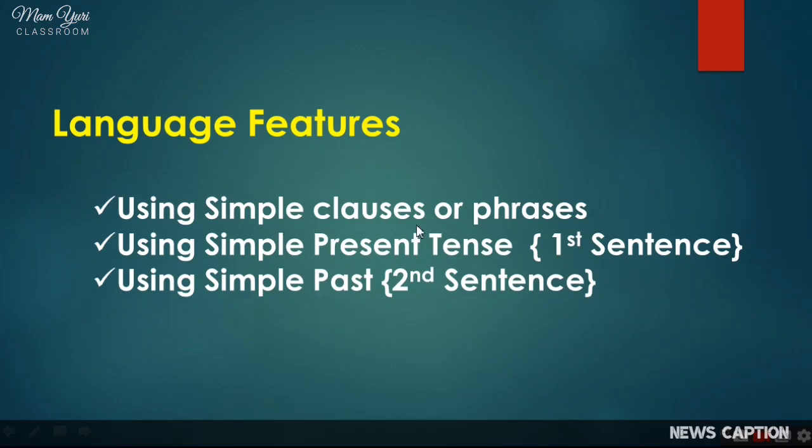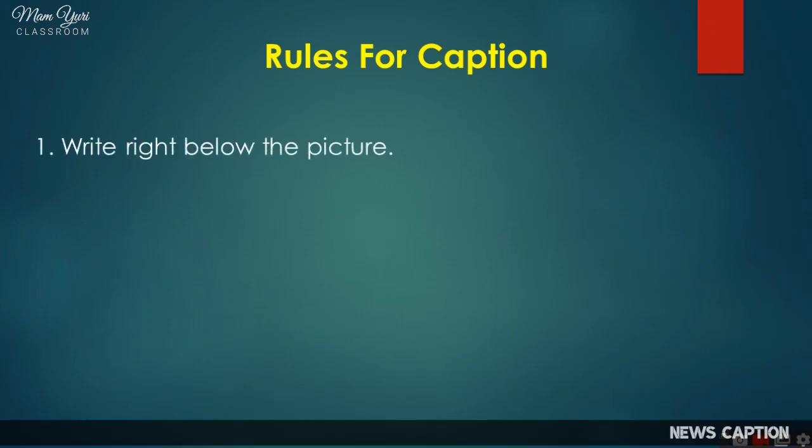Penggunaan clauses dan juga phrases seperti yang telah saya jelaskan sebelumnya, dan juga penggunaan present tense di mana kalian akan menggunakan kata kerja pertama, dan penggunaan simple past di kalimat kedua, yaitu kalian akan menggunakan bentuk kata kerja kedua. Rules for caption. Rule number 1. Write below the picture. Tulislah hal-hal yang benar mengenai gambar yang kalian tampilkan.